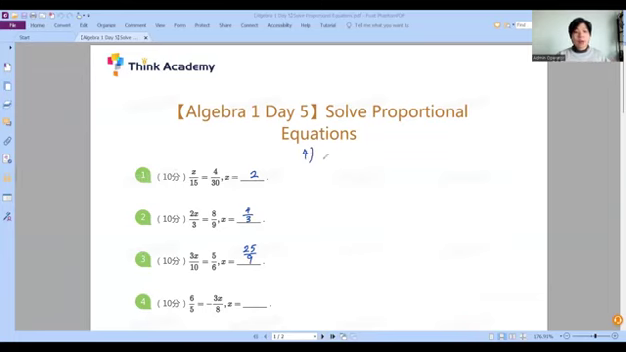So for question 4, I have 6 out of 5 equals to negative 3x out of 8. So right here, I'm going to keep the negative with 3x, and I'm going to do 6 times 8 equals to negative 3x times 5. Alright, now 6 times 8 is 48, and negative 3x times 5, well, that's negative 15x.